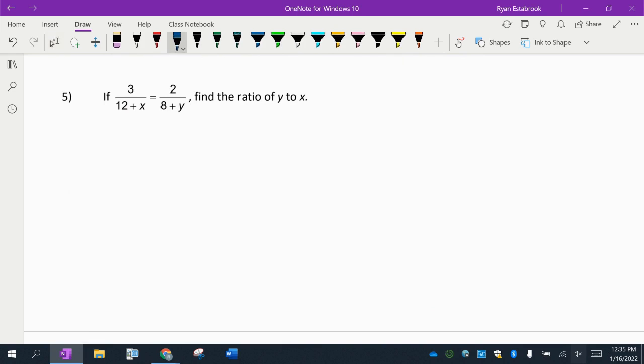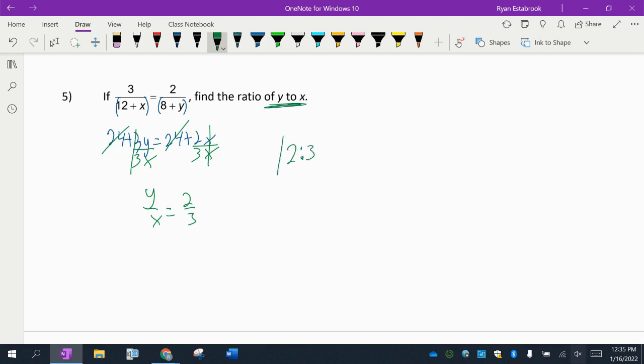Number 5, find the ratio of y to x. To begin with, we have a proportion, so I'm going to cross multiply. 24 plus 3y is equal to 24 plus 2x. How about we subtract 24 from both sides? And because we want the ratio of y to x, that means like y over x, let's divide both sides by x. Also divide both sides by 3, so that's off the left, this is off the right. Y over x is 2 over 3. So the ratio of y to x is 2 to 3.